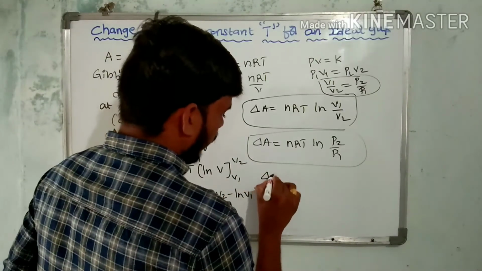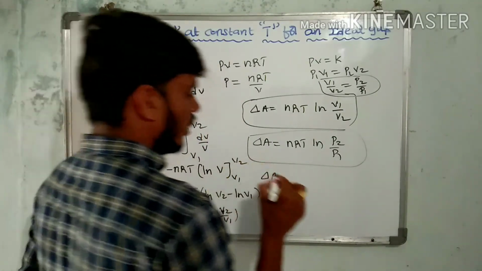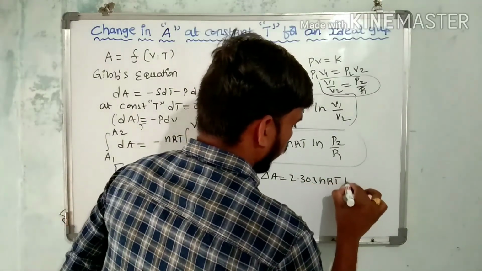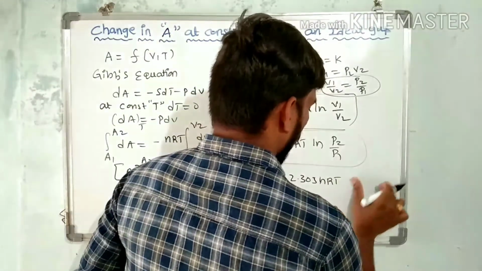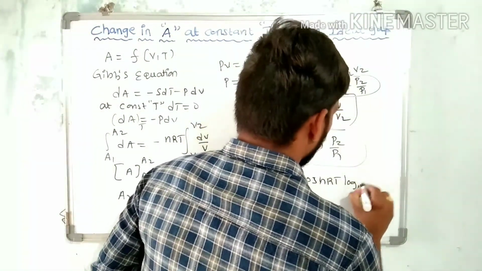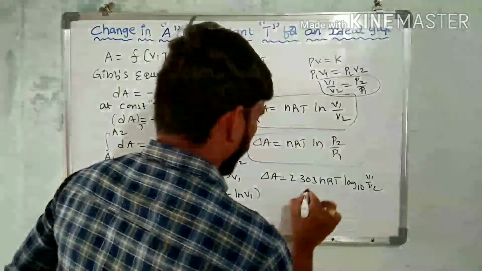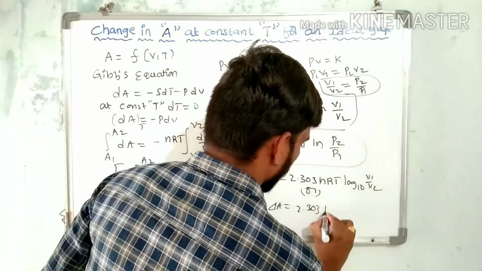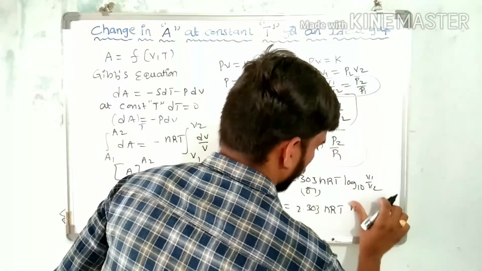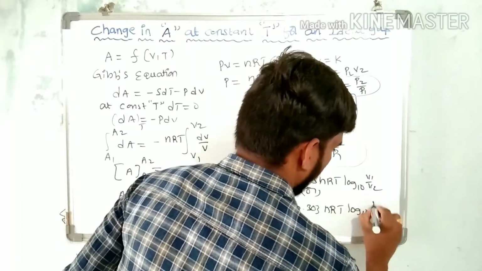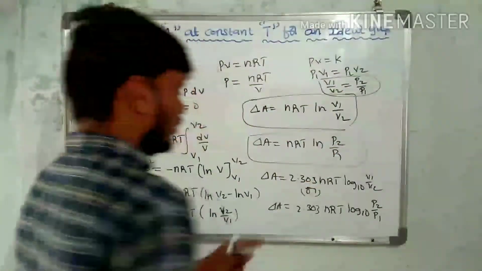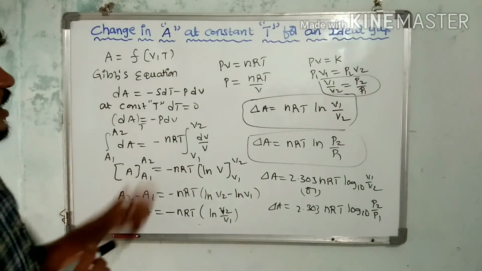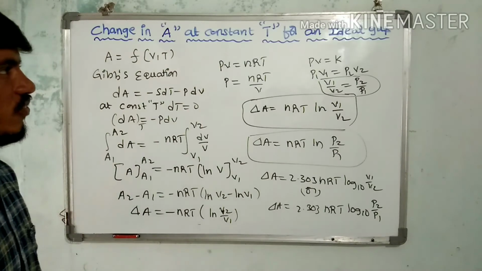Now in terms of logs, delta A is equal to 2.303 nRT log base 10 V1 by V2, or 2.303 nRT log base 10 P2 by P1. This is in terms of logs and this is in terms of ln. These are the concepts of the change in work function at constant temperature for an ideal gas.